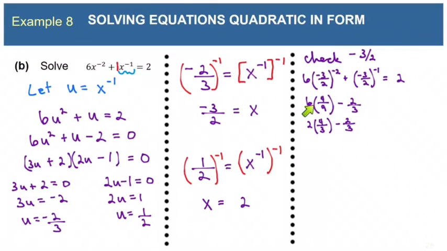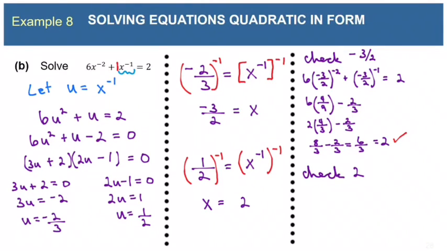Let's see. 6 times 4/9 would simplify to 2 times 4/3. That's going to be 8/3 minus 2/3, which is 6/3, and we know that 6/3 is equal to 2, which is our right side, so that checks. That looks good. Now let's check the 2.